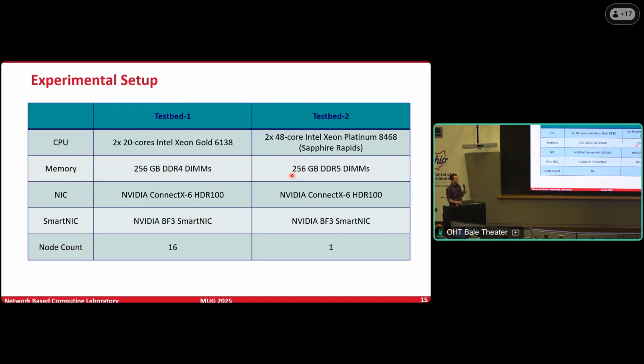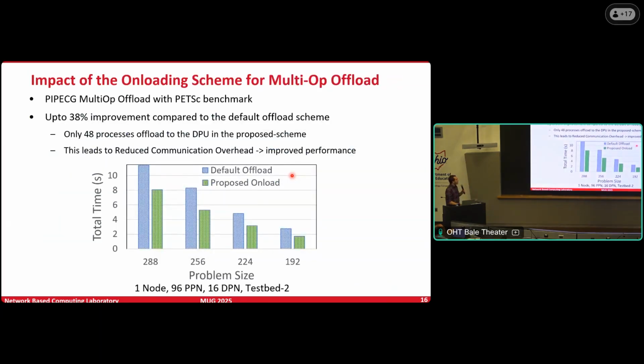In this case, we adopt a multi-leader approach similar to, say, hierarchical collectives or hierarchical operations, and we have leaders offload their work to these proxy processes, and then any non-leader process on the host ends up just sending their work to the leaders. So there's still this overlap of compute and communication, but now there's some overlapping compute with each other, so to speak.